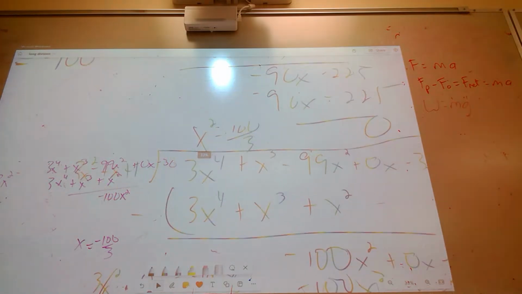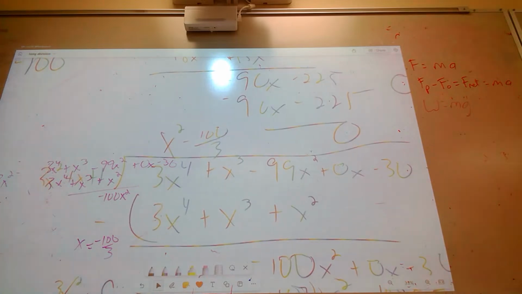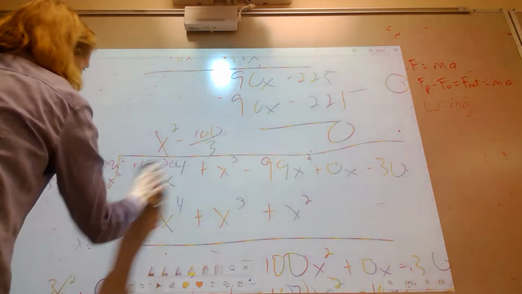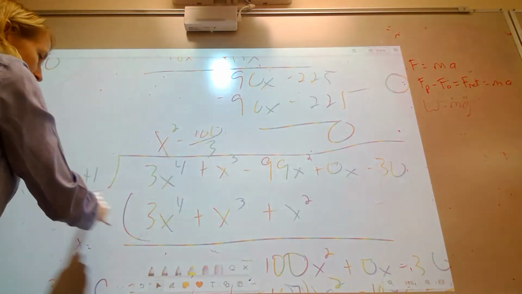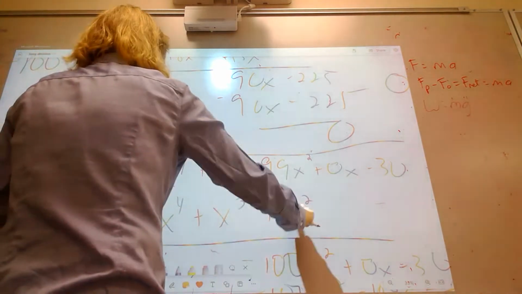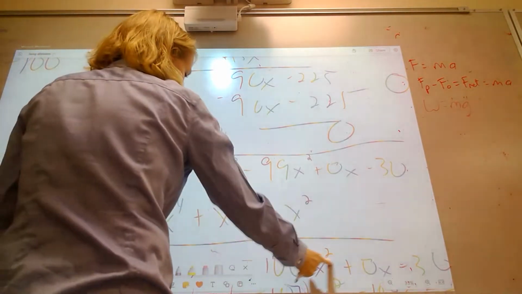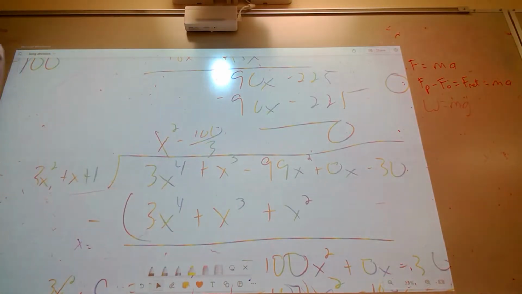So you should have gotten this far. We have this. Multiply x squared. We get this. We get this. What do you multiply 3x squared by to get minus 100x squared? It's minus 100 over 3. And then you have to multiply that out. After you multiply that out, you get your remainder.